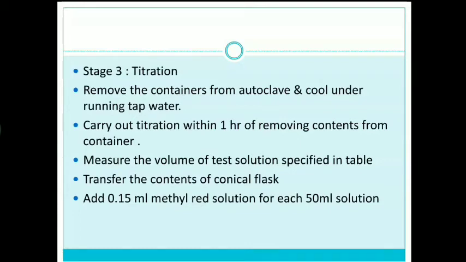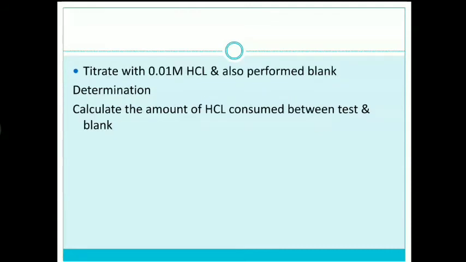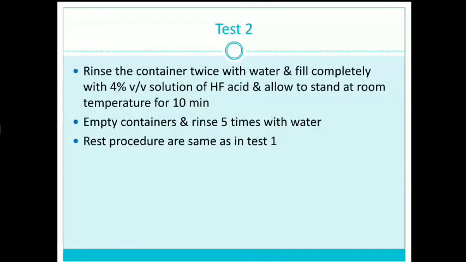Then take 2 conical flasks, one for the test solution and one for the blank solution. In the test solution, add the test sample along with 0.15 ml of methyl red solution, which acts as the indicator, and titrate against 0.01 molar HCl. Perform the same with the blank sample also, and calculate the amount of hydrochloric acid consumed between the test and blank.